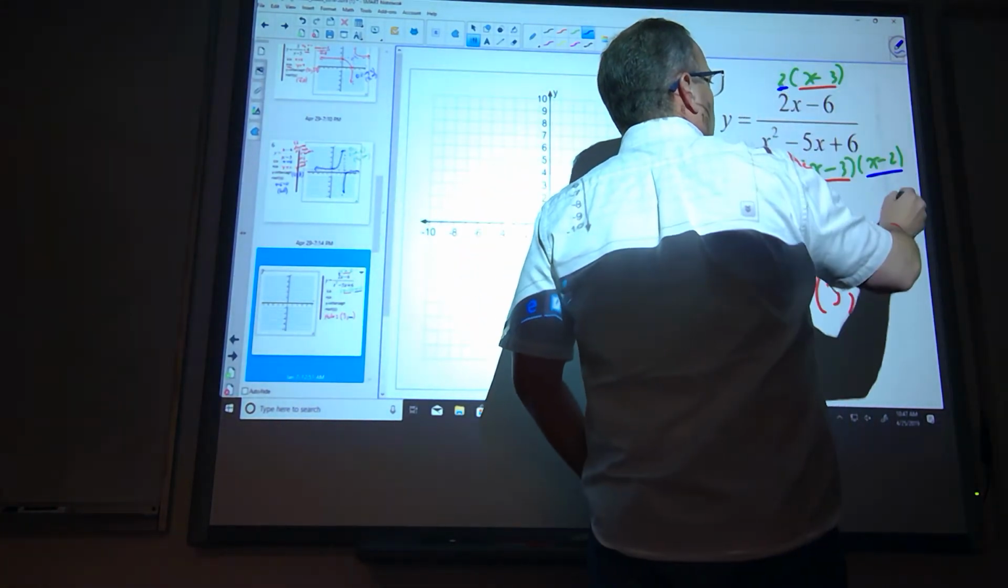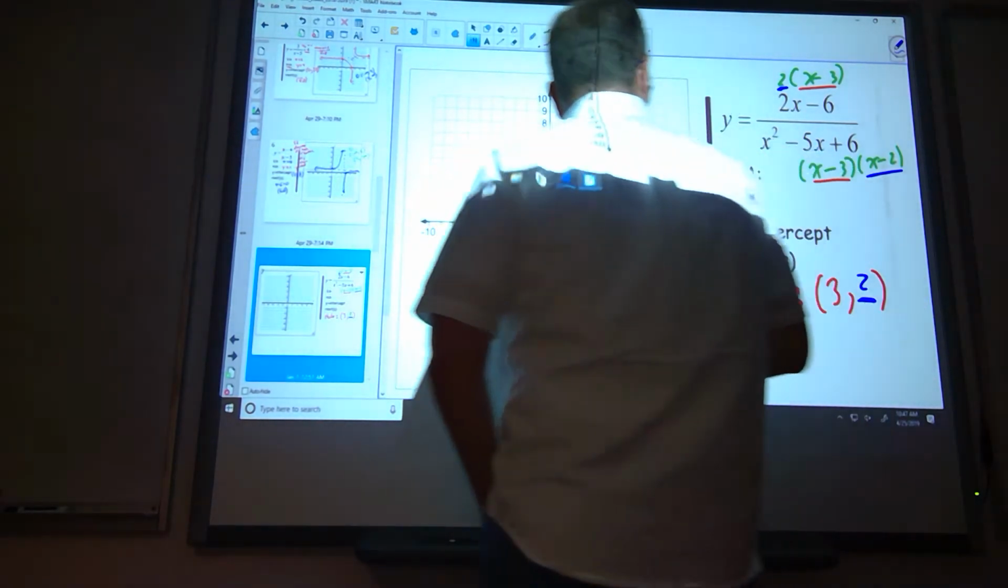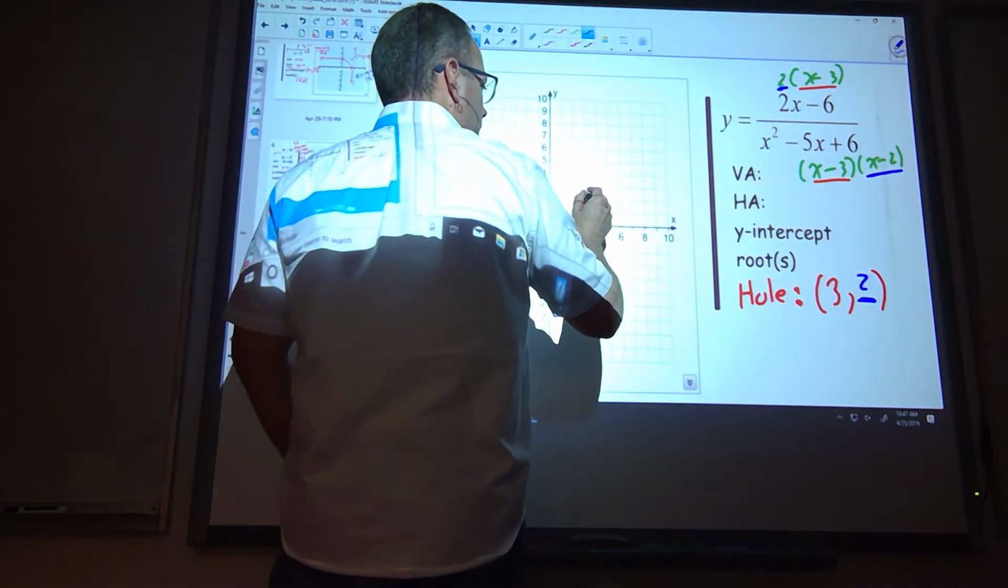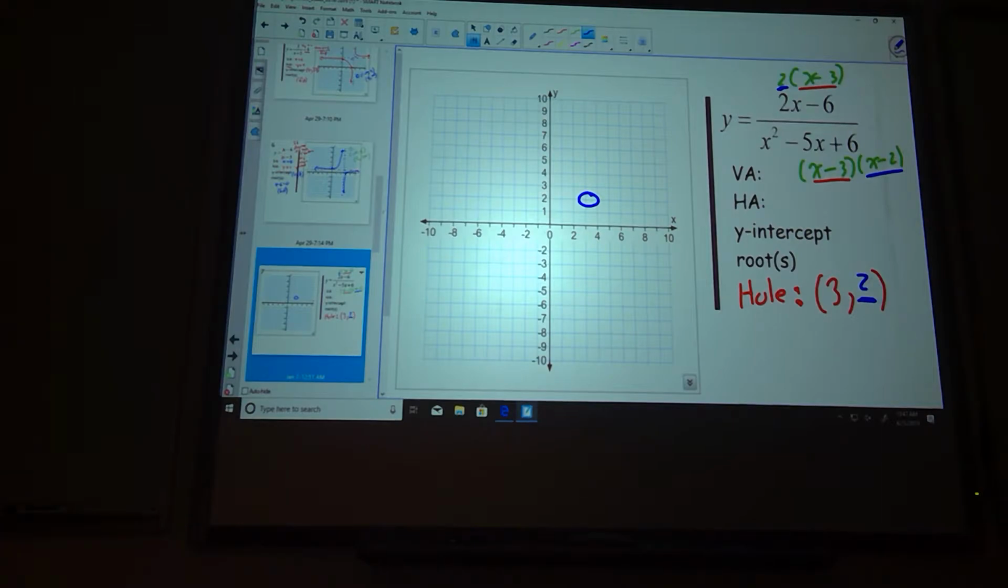So it's going to be 2 over 2, so 3 minus 2. So 3 comma 2. You just ignore the stuff that cancels. If something cancels out, that made the hole, then you plug into the remainder.